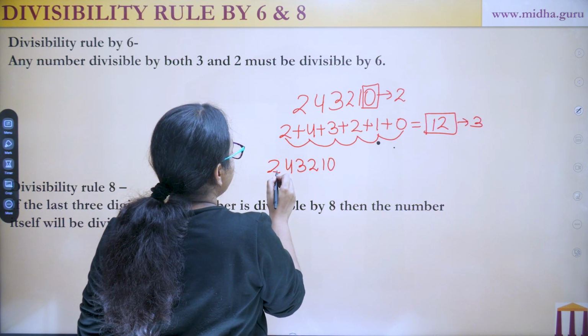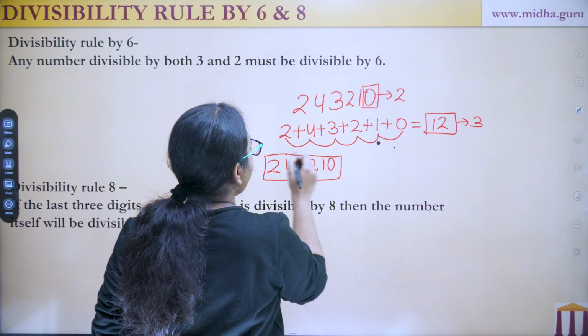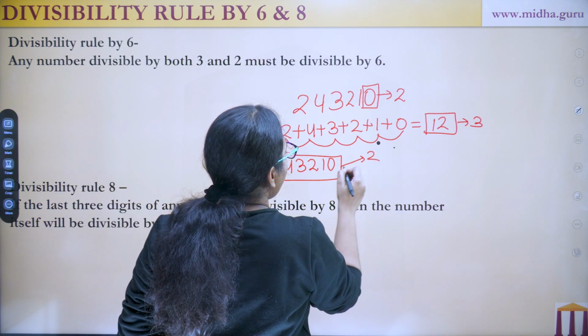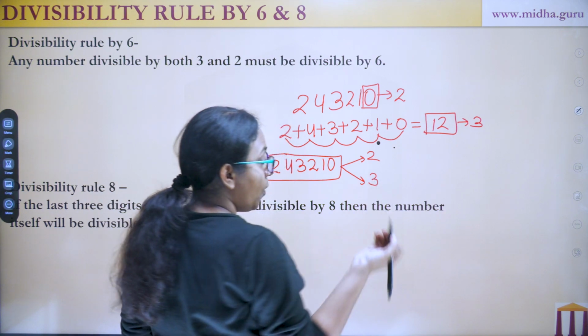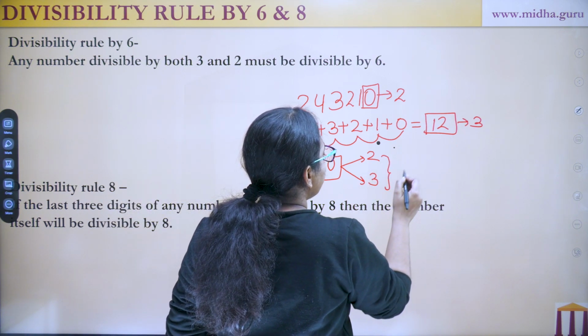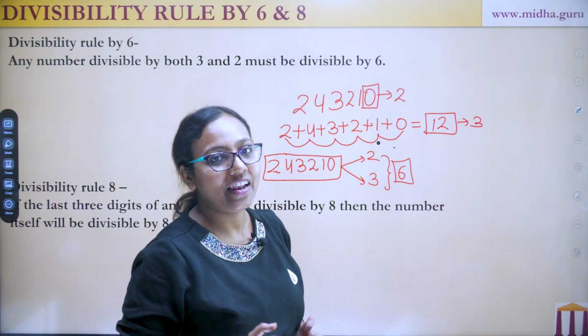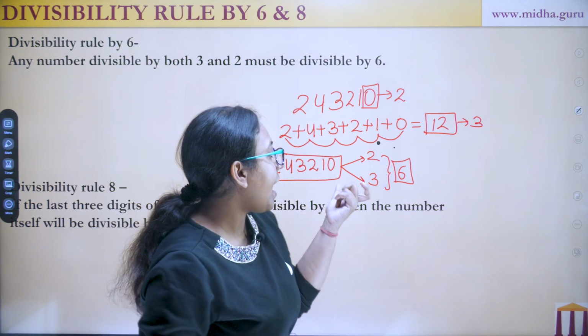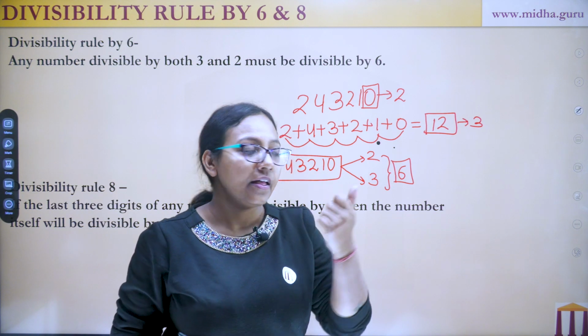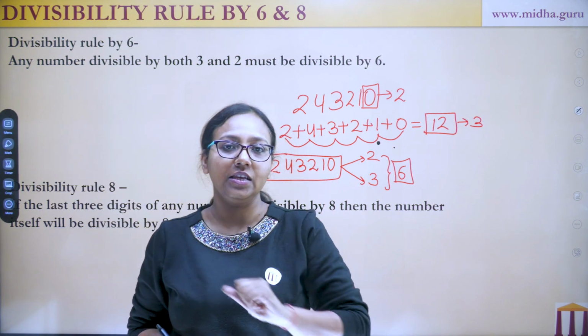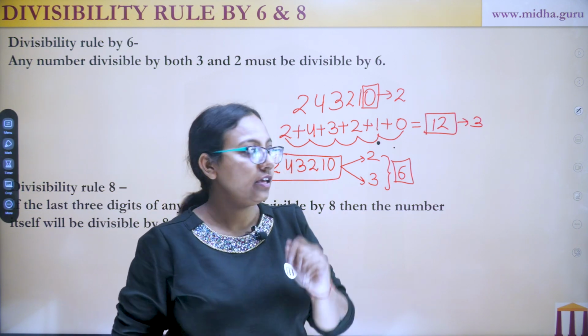243210. This number is divisible by 2 and 3 both. So the whole number will be divisible by 6 as well. So we have to keep it in our mind that 2 and 3, not 2 or 3.